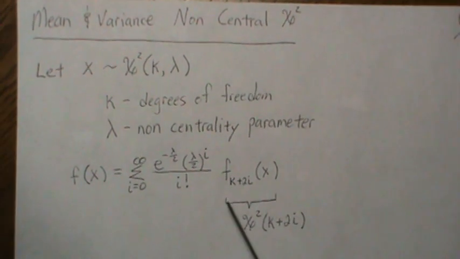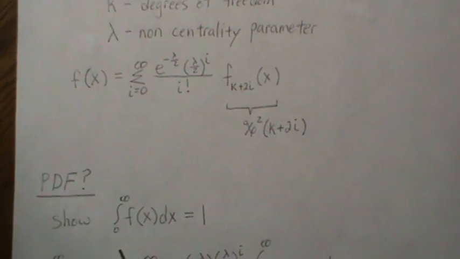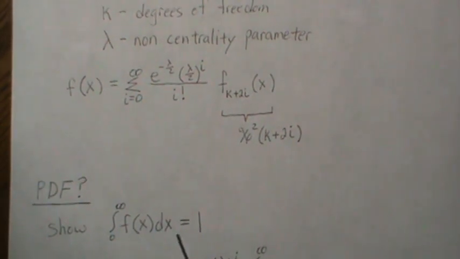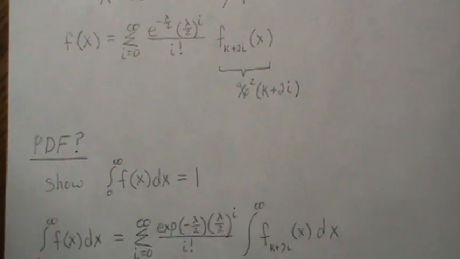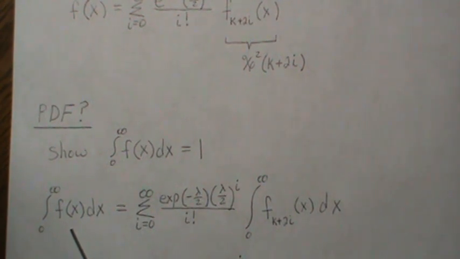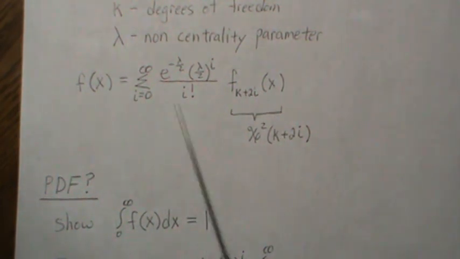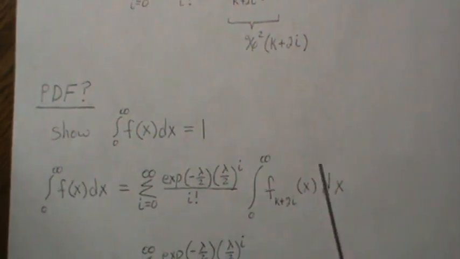First, let's show it's a PDF, that it integrates to 1. And so we need to show that going from 0 to infinity of this f of x, it equals 1. And to do that, here's step 1. And then since this is the density, and it's a sum, we can take it in to this chi-squared.